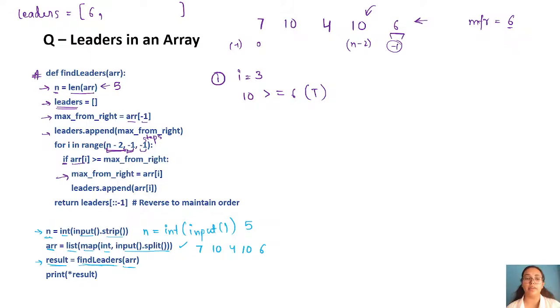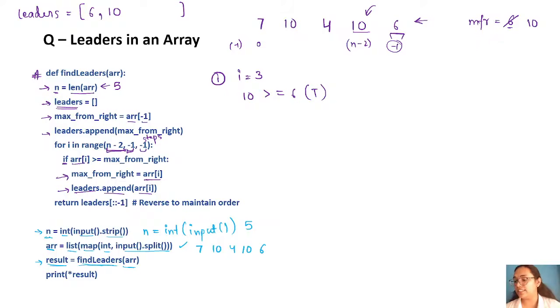update our max from right. So max from right will become arr of I. So now the new MFR will become what? It will become 10. Now once that is done, because that is a true condition, we found the leader, so we have to append that leader inside our leaders list. So inside my leaders list, I'm going to append this arr of I. Okay, now what is arr of I? That is 10. So 10 is going to be appended in here.